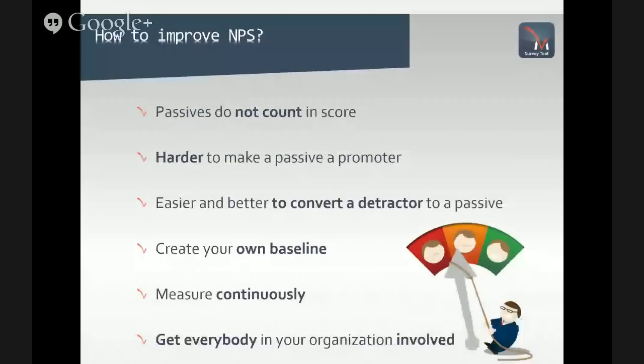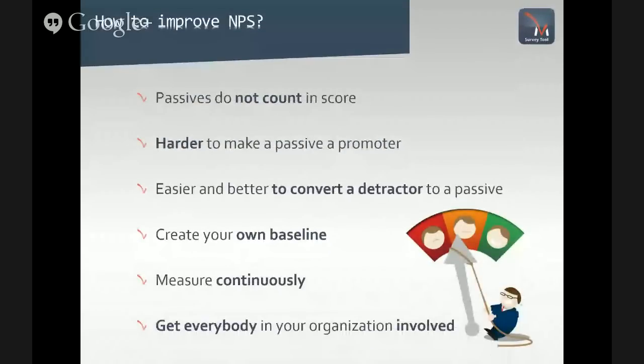Another point is that it's actually much harder to take someone from the neutral and bump them up to being a promoter. To get someone to go from a 7 or an 8 into a 9 or 10 is much more difficult than taking someone who's a 6 or a 5 or a 4 and moving them up into your passives. And what's great is when you move someone up into your passives and take them out of your detractors, your NPS is going to go up, because we're subtracting your detractors from your promoters. So if we can get some people out of that detractor zone, then your NPS will automatically go up.